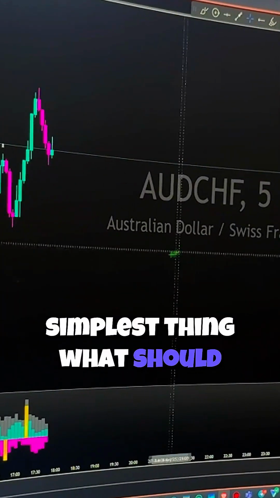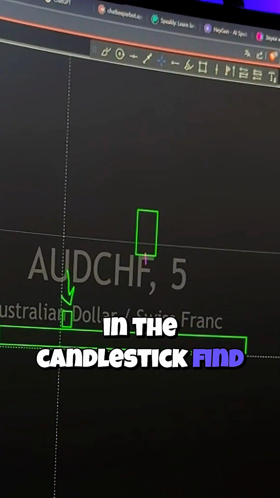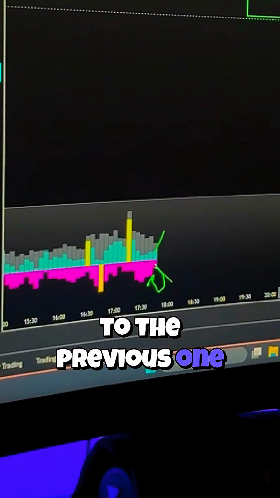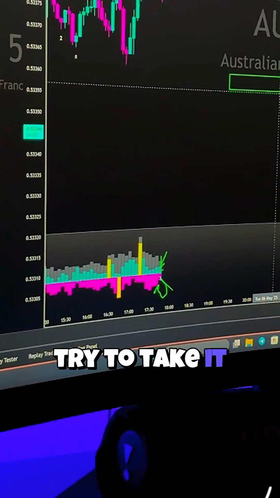No more information is provided to us. The simplest thing, what should you remember? Want to measure distance to the level? Look for strength. Find strength in the candlestick. Find the strength in the volume. That is, your volume should be increasing compared to the previous one. And the opponent's volume should be decreasing, not increasing. Then you can try to take it up to the zone.